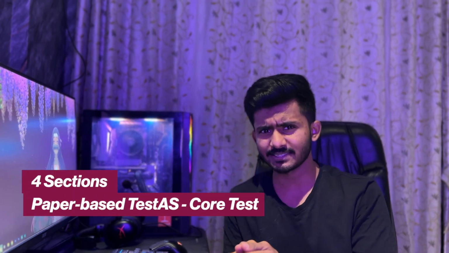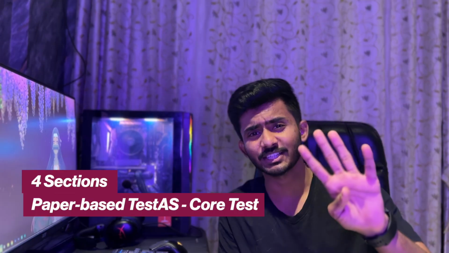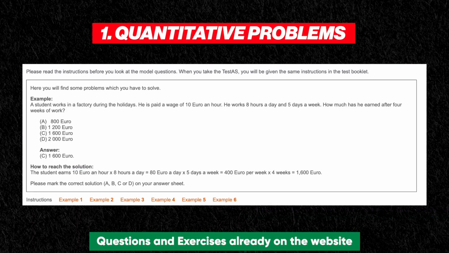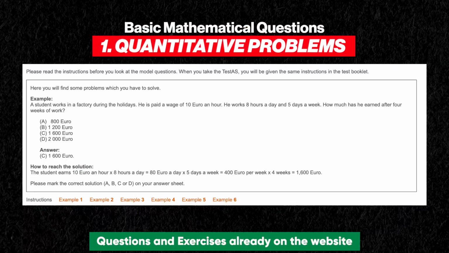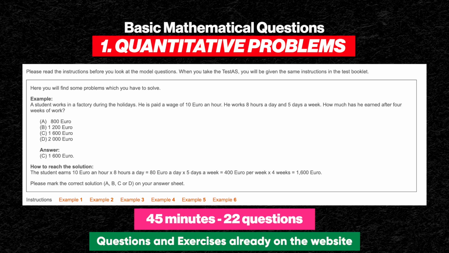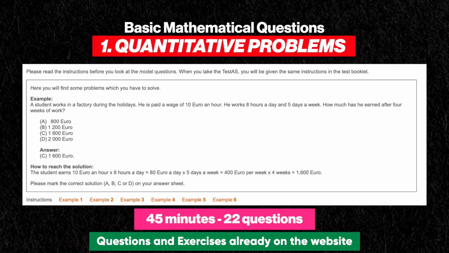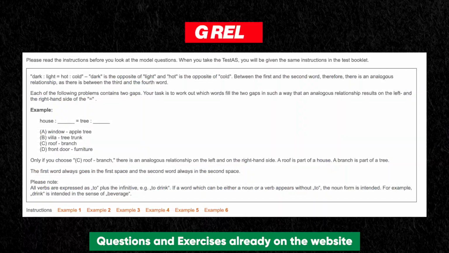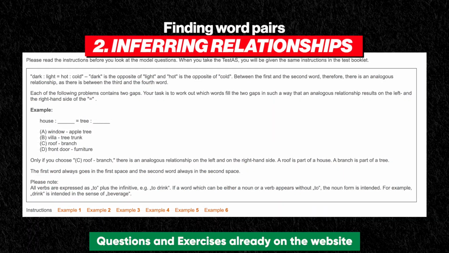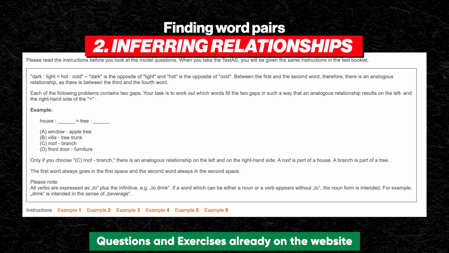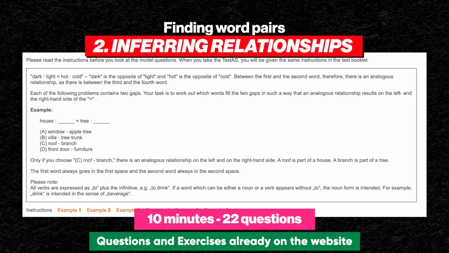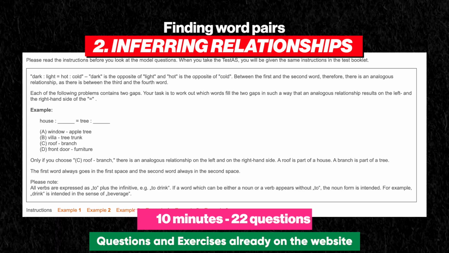As for the paper-based TestAS, the core test has 4 sections. First is solving quantitative problems. You will have math problems here for which you would need to calculate and answer. This section has 22 questions and 45 minutes to solve. Second is inferring relationships. This section has word pairs and you would need to fill in the blanks using the correct option. Here you have 22 questions and only 10 minutes to solve.